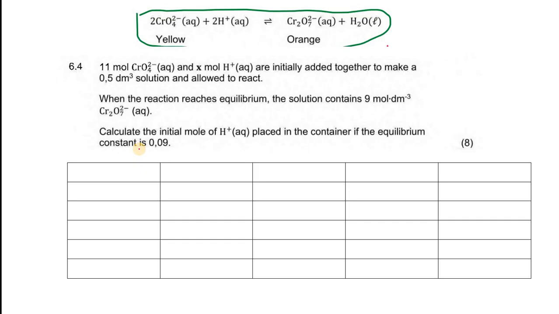So first of all, they say to us that we're working with CrO4 2 minus. So we just have to write it here that we're working with CrO4 2 minus in aqueous solution. Then we have H plus in aqueous solution. Then we have Cr2O7 2 minus in aqueous solution. And then we have H2O, which is a liquid.